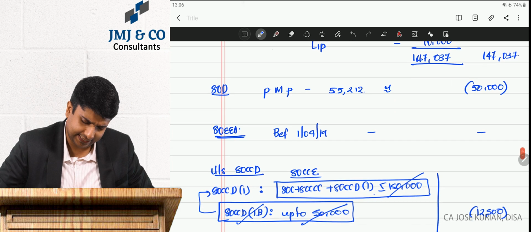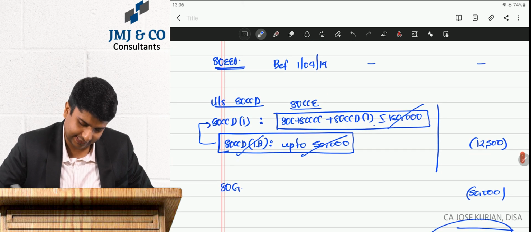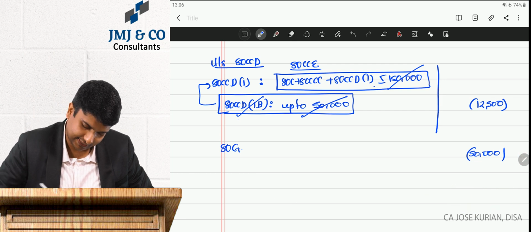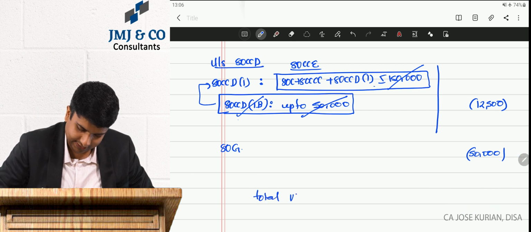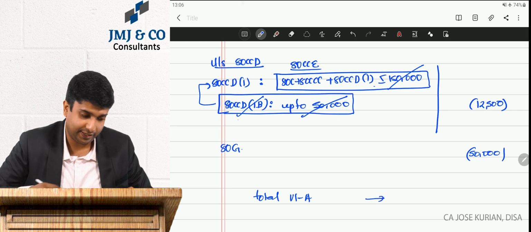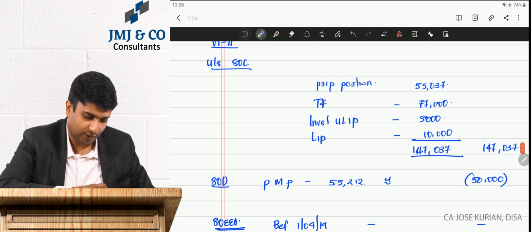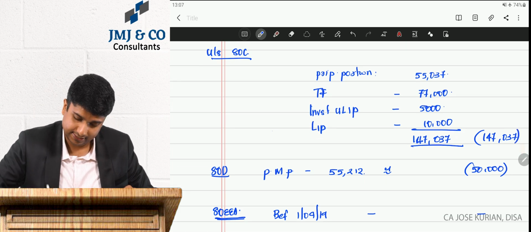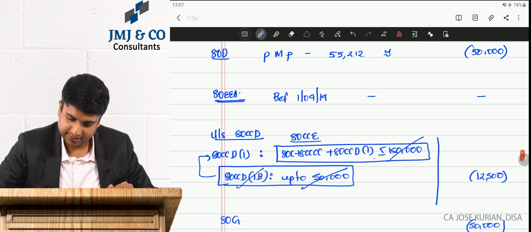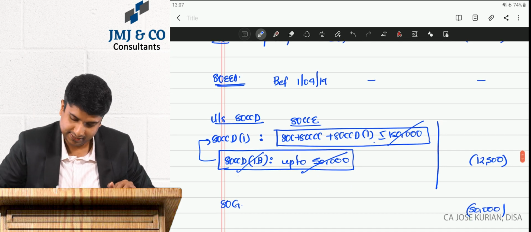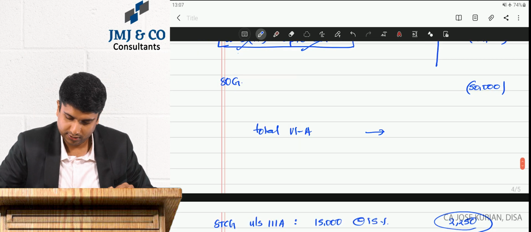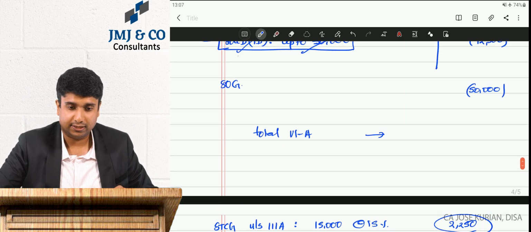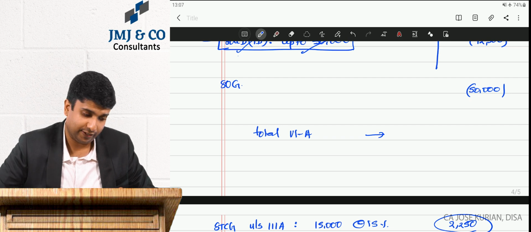So there is no change in 80D, 80EEA, 80CCD and 80G. So friends, what would be the total Chapter 6A deduction? Let's compute it together. 1,47,037 plus 50,000 plus 12,500 plus again 50,000, it would be 2,59,537, right?